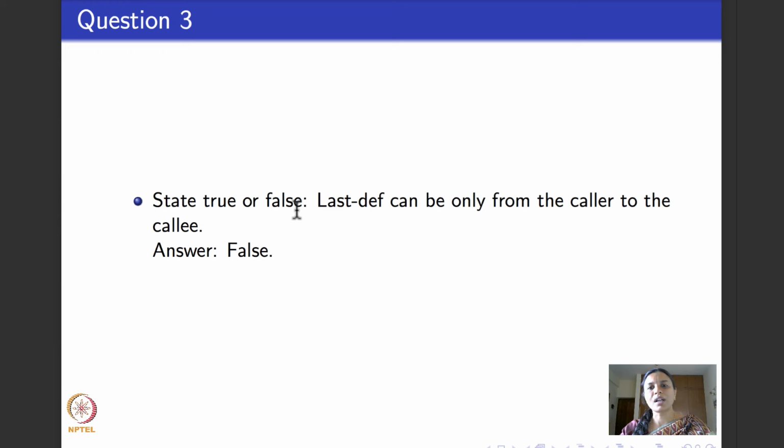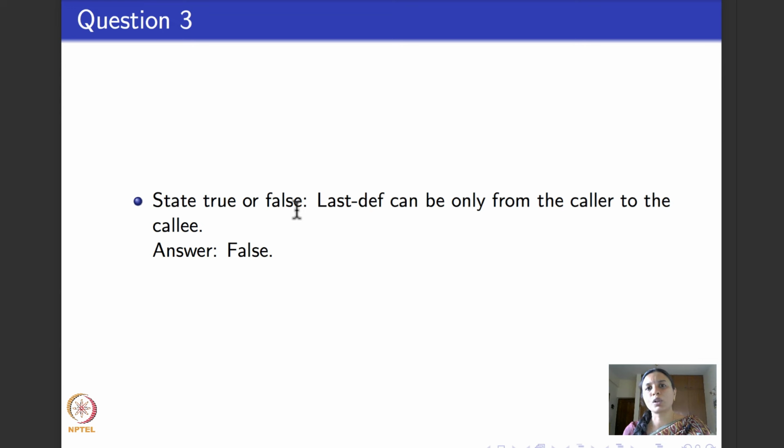The third question gives you a statement: last def can only be from the caller to the callee. So is it true or false? It is obvious that it is false, right? Because even in the examples that we saw, if you remember, we saw a quadratic root example, then we saw small toy examples of just the caller-callee definitions. Last defs can also be from the callee back to the caller. So they can be in two different ways.